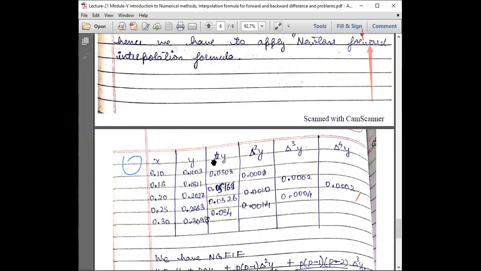Therefore, delta y for the first value is 0.1511 minus 0.1003. The difference would be 0.0508. Similarly, 0.2027 minus 0.1511, we get 0.0516. And similarly, 0.2553 minus 0.2027, we get 0.0526. And 0.3033 minus 0.2553 is equal to 0.048. Using this formula, we take the difference of lower to upper, lower to upper, lower to upper. Then we get delta square of y, delta cube of y, delta to the power 4 of y.